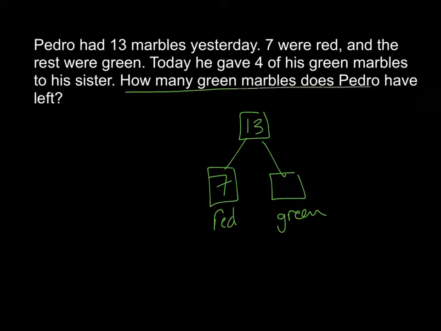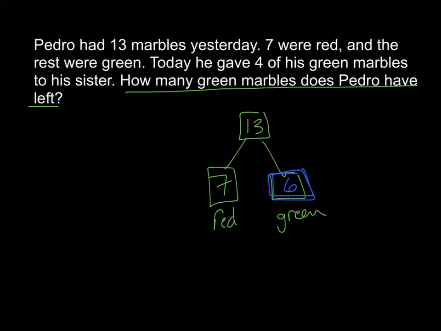So we're going to underline our question. How many green marbles does he have left? So first off, before I can figure out how many green marbles he has left, I have to first figure out how many green marbles he had originally. So what does this number have to be so that I can figure out how many green marbles he had? 7 plus what number gives me 13? So we'll come up with 6.